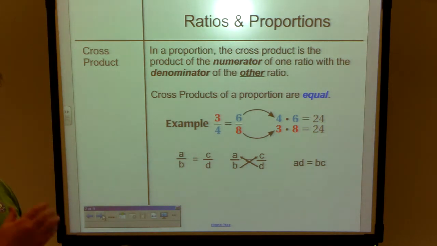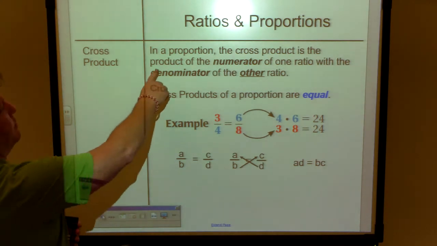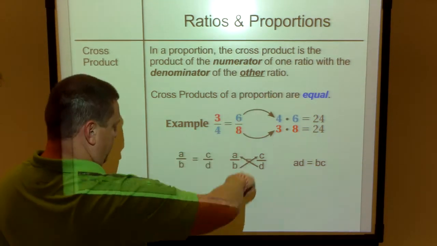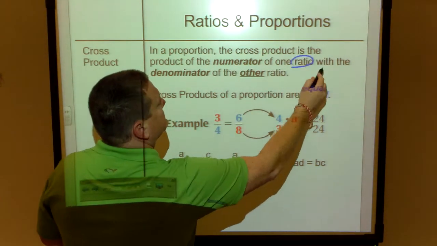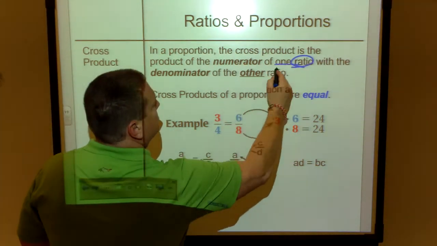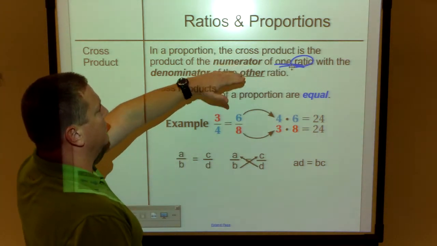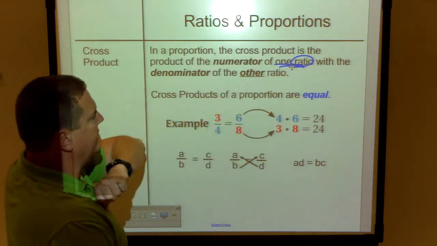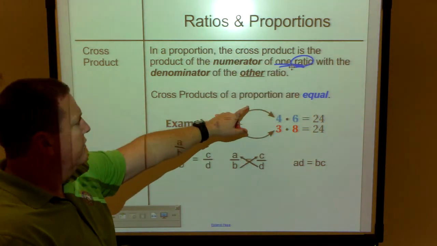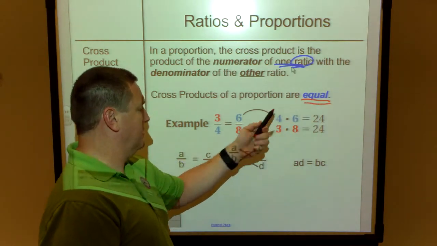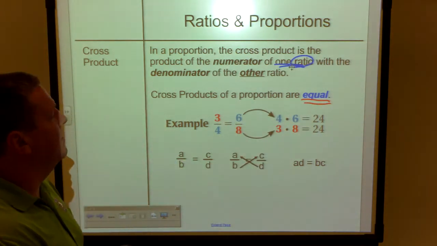In a proportion, remember, two ratios that are equal is called a proportion. The cross product is the product, that means multiplication, of the numerator of one ratio with the denominator of the other ratio. Cross products of a proportion are equal. That's very important to understand. That's what allows us to solve these things quicker than what we did in the last video.